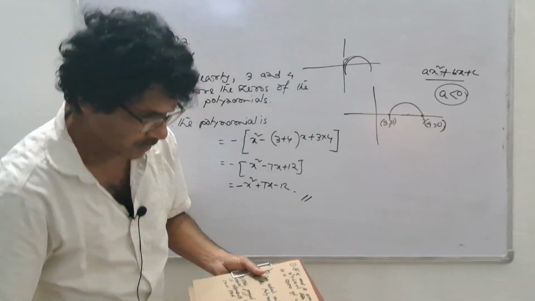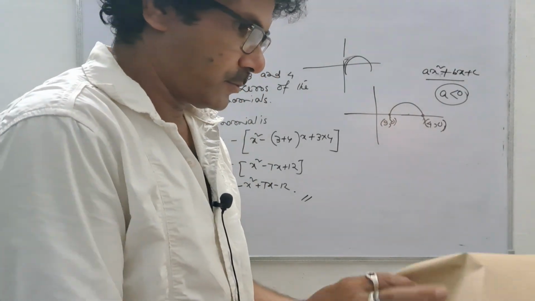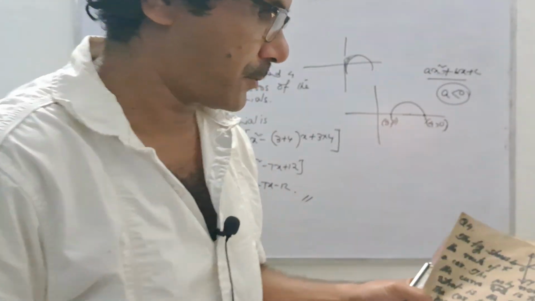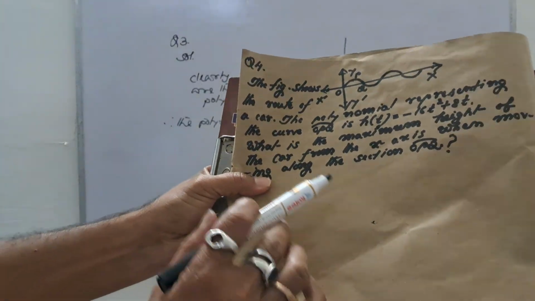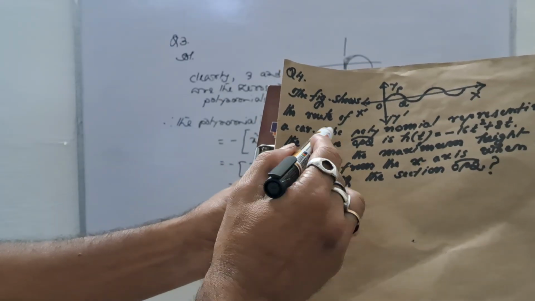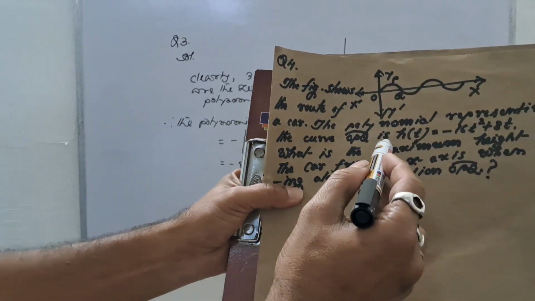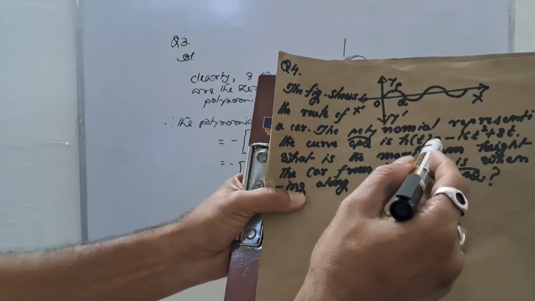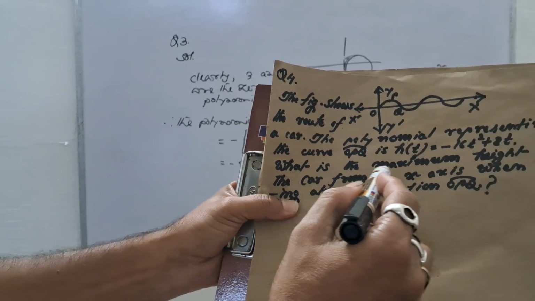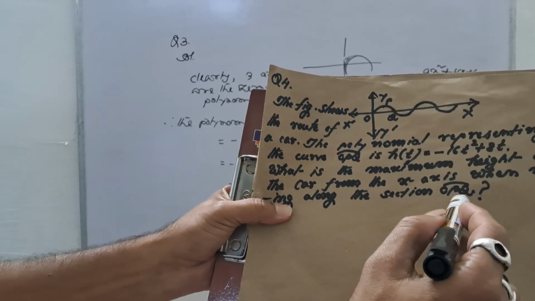Now one more question from these two books. The figure shows the route of a curve. The polynomial representing the curve OPQ is h of t equals minus 16t squared plus 8t. What is the maximum height of the curve from the x-axis when moving along the section OPQ?